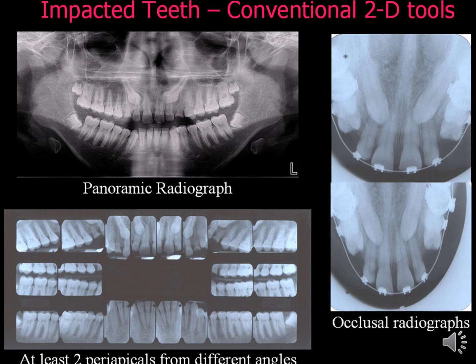So these are all the pictures of various radiographs. You have OPG, you have the occlusal view, and then you have the IOPA view. See, all this gives the idea about where the impacted tooth is.